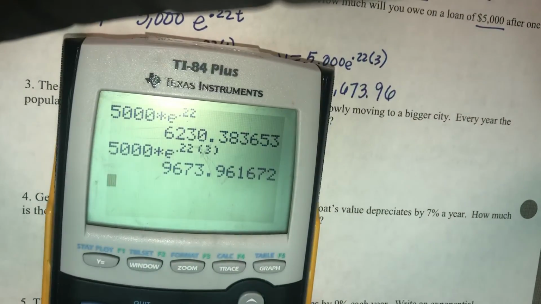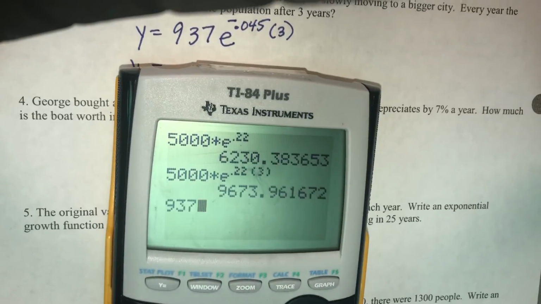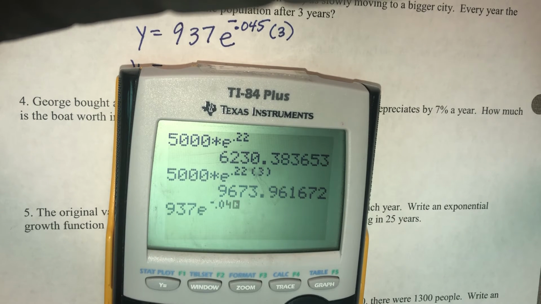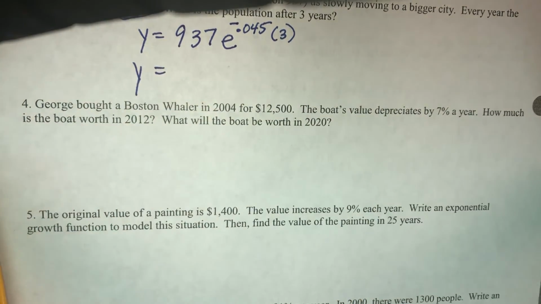Okay, so we're going to go 937 times, I can't see my numbers, e to the power of negative 0.045 times 3. So that's 818.672.